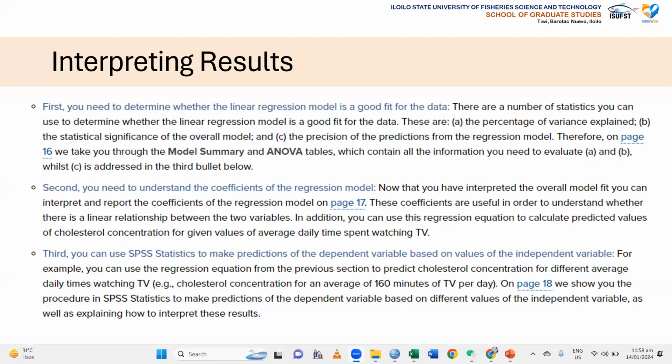Example, cholesterol concentration for an average of 160 minutes of TV per day. On page 18, we show the procedure in SPSS Statistics to make predictions of the dependent variable based on different values of the independent variable, as well as explaining how to interpret these results. Okay, thank you. That's why I was able to show this once earlier, no? On how you could interpret the results.